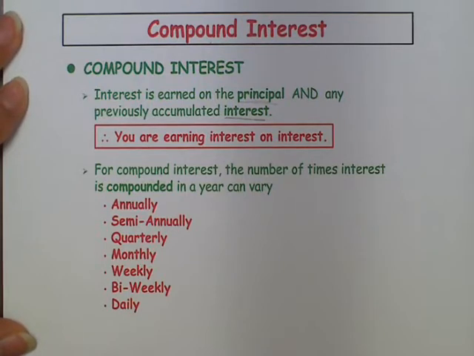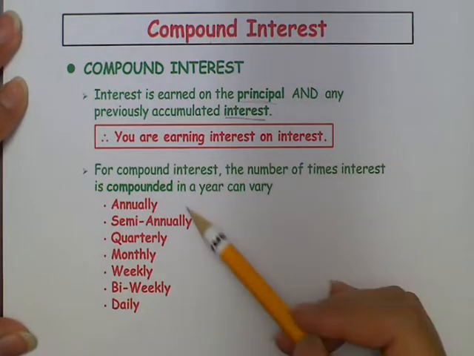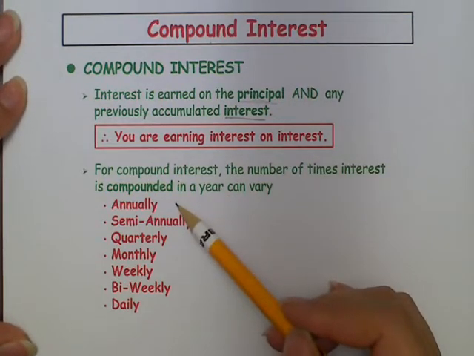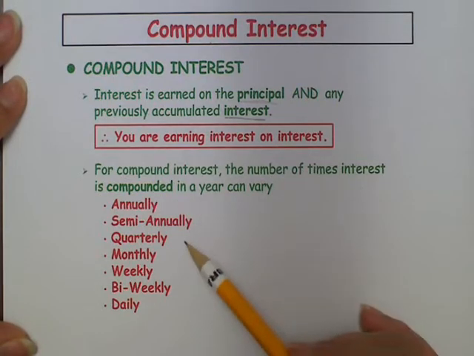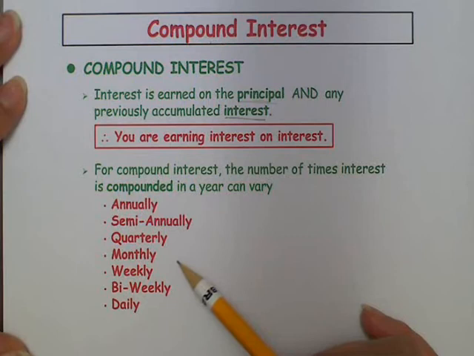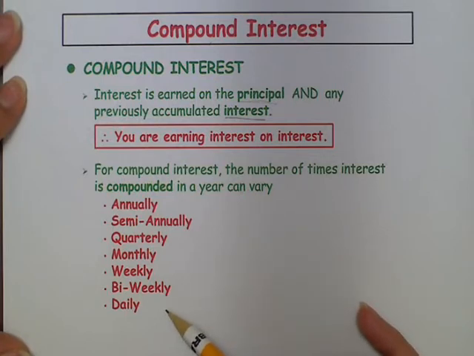Okay, for compound interest, the number of times interest is compounded in a year can vary. So you can either get interest on an annual basis, so that's once a year, or semi-annual, which is twice a year, or quarterly, 4 times a year, monthly, 12 times a year, weekly, 52 times a year, bi-weekly, which is 26 times a year, or daily, which is 365 times a year.